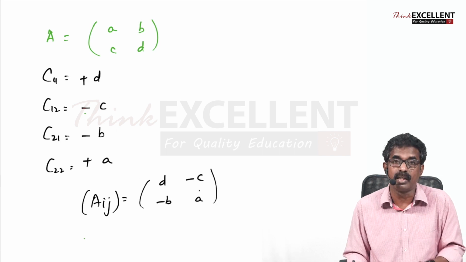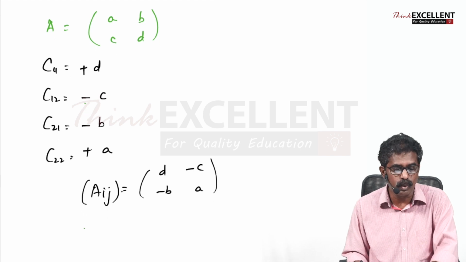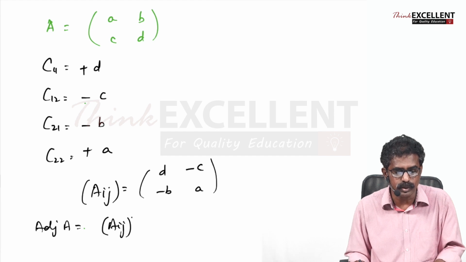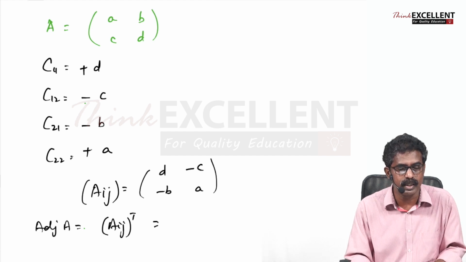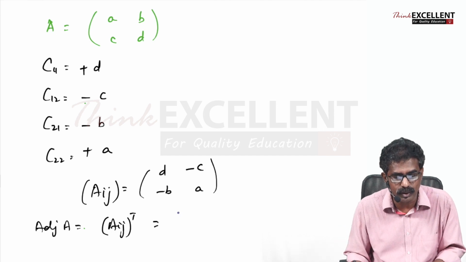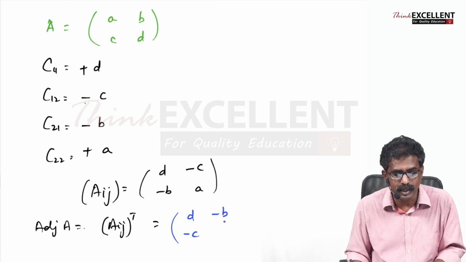This matrix we call the cofactor matrix. We want adjoint A, so adjoint A means Aij transpose. You take the transpose of this. How can you take the transpose? First row, you write it as first column. What is the first row? D, minus C. Second row, minus B, A. So this is your answer.